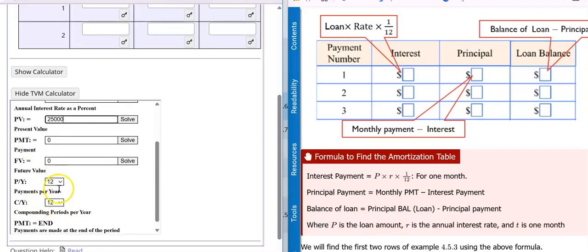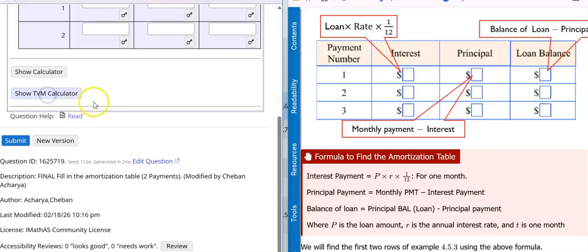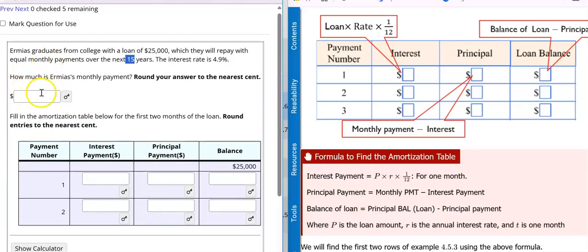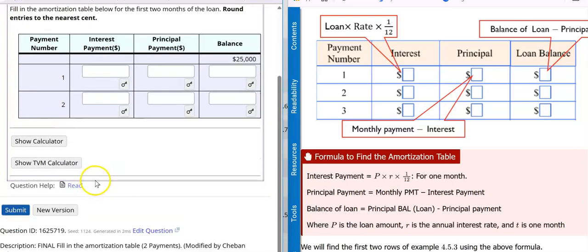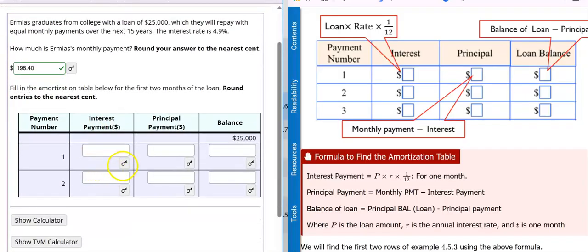He's paying back monthly, so P/Y and C/Y are 12. Solve for PMT, and you get $196.40. That's the monthly payment that he needs to make for the $25,000 loan. We can enter this answer before we go to the next question.